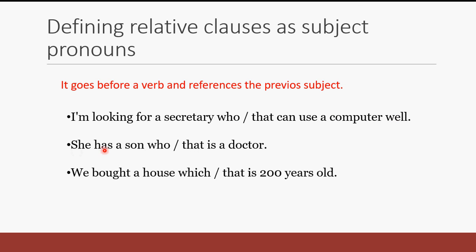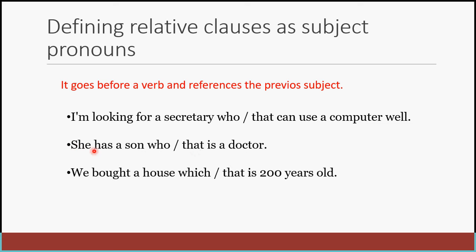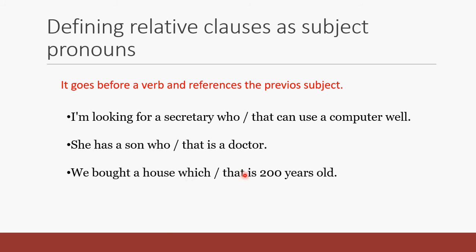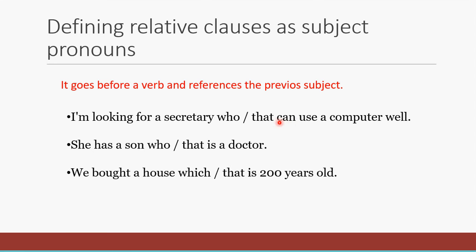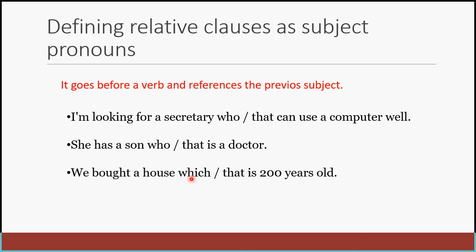In the second example, she has a son who is a doctor, or she has a son that is a doctor. We bought a house which is 200 years old, or we bought a house that is 200 years old. So notice here that the subject pronoun who refers to the previous noun, and after the subject pronoun who or that, we have a verb. In this case, it is the modal verb can. In the second example, who or that, the verb is is. And in the last example, which and that, the verb is is.